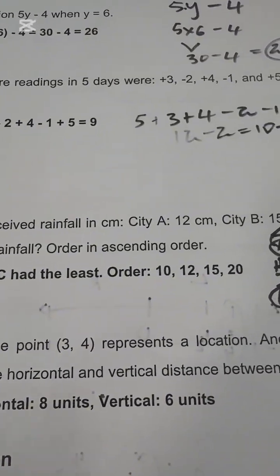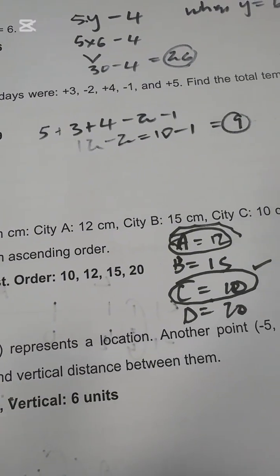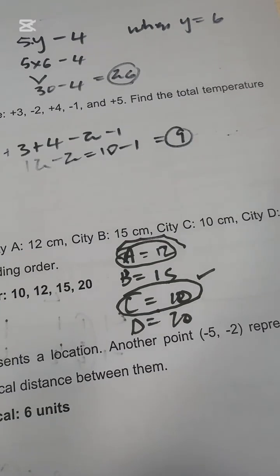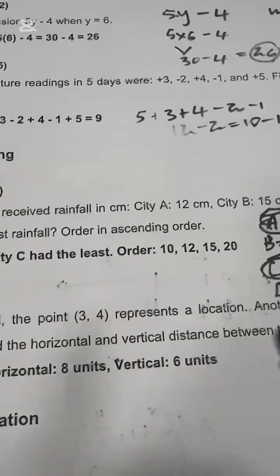All right, moving on to section C, question 1. Last year, 4 cities received rainfall in centimeters. City A, 12 centimeters. City B, 15 centimeters. City C, 10 centimeters. And city D, 20 centimeters. Who had the least, meaning the lowest?